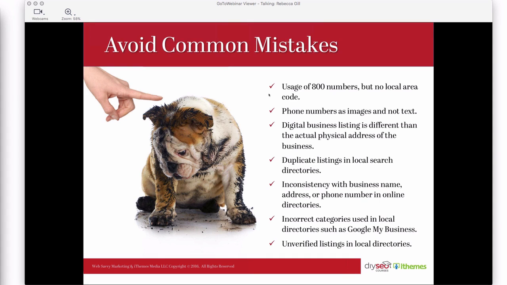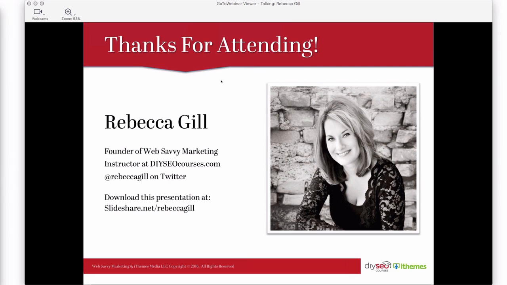The last one is unverified listings in local directories. If you've not taken the time to set any of these up, you probably have listings set up for you. They're unverified, which means your competitor could come in and verify them if they wanted to and start editing the information. I would hope it doesn't happen very often, but it could. So make sure that you go through and claim those. I'm sure there's more that I didn't think of, but hopefully you have questions in the chat and then we can discuss them. Okay, that concludes the information I wanted to go through today.